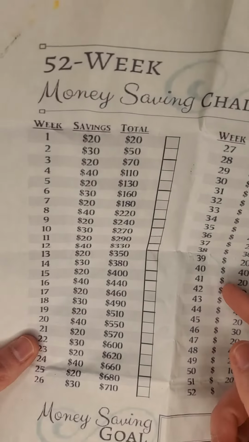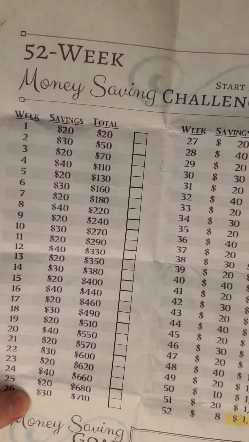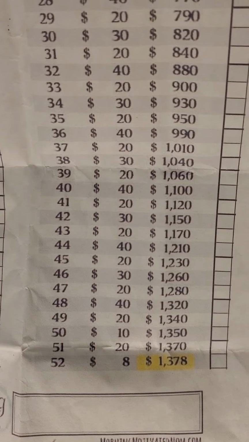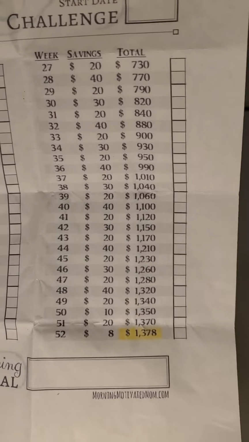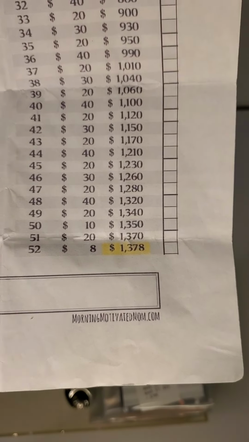Anyway, it will leave you with $1,378 saved, but you can see that it's like random, like 20, 30, 40. I think the highest is 40 in a week. And then at the very end, it's 8. Why? I don't know. But this one is from morningmotivatedmom.com.